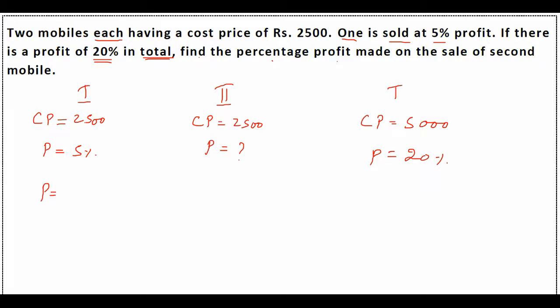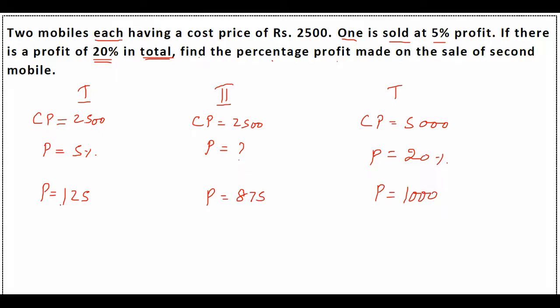2,500, 5%. 10% is 250, 5% is half of that, 125. So here the total profit will be, profit is equal to 10% is 500, 20% will be 1,000. So I am buying two mobiles, selling one at a profit of 125 rupees. But the overall profit in my hand is 1,000 rupees. So the remaining value will be 1,000 minus 125, which is 875, the profit of the second mobile.